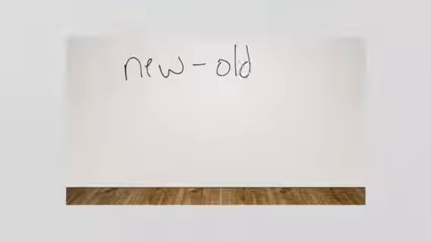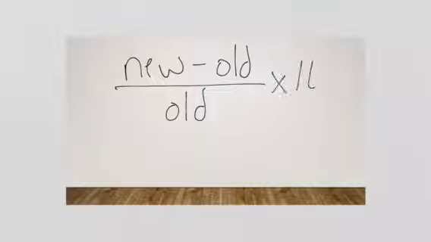So really, it's just a formula. New minus the old over the old times 100. And when you do that, you find out the percent of increase if it's positive, or the percent of decrease if it's negative. What's the hardest part about doing these? Figuring out which number's the new one, which number's the old one.